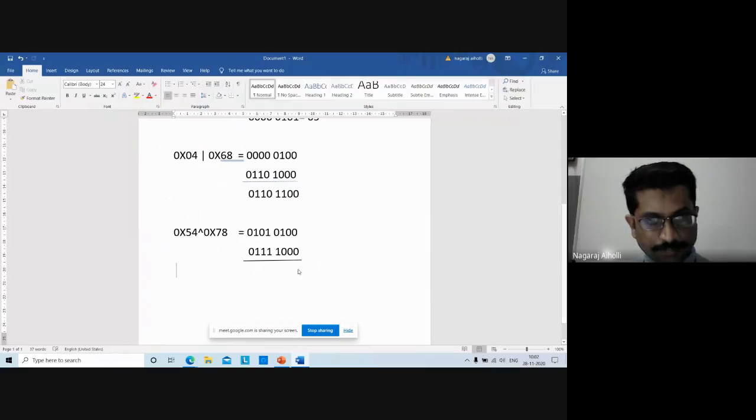Write the bits. 0 XOR 0 is 0, then 0 XOR 0 is 0, 1 XOR 0 is 1, 0 XOR 1 is 1, 1 XOR 1 is 0. Then next, 0 XOR 1 is 1, 1 XOR 1 is 0. Then 0 XOR 0 is 0.